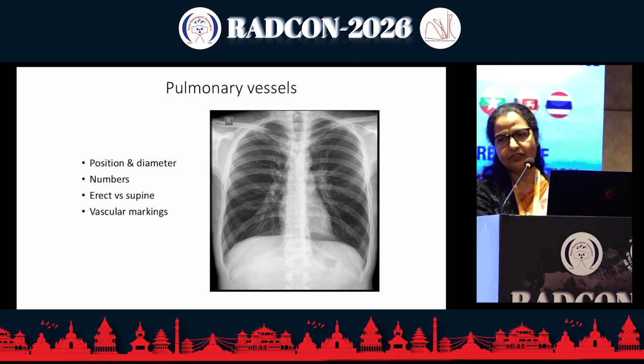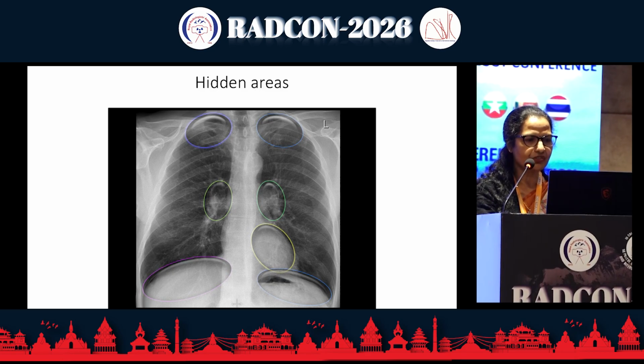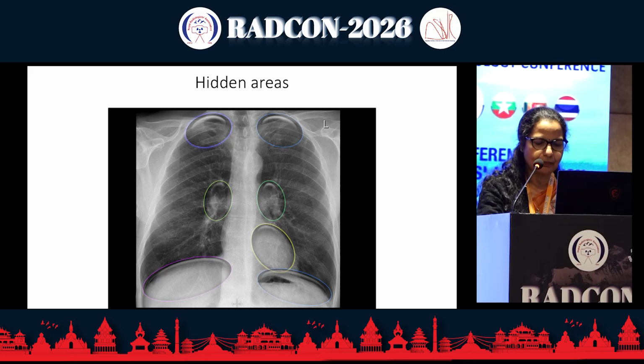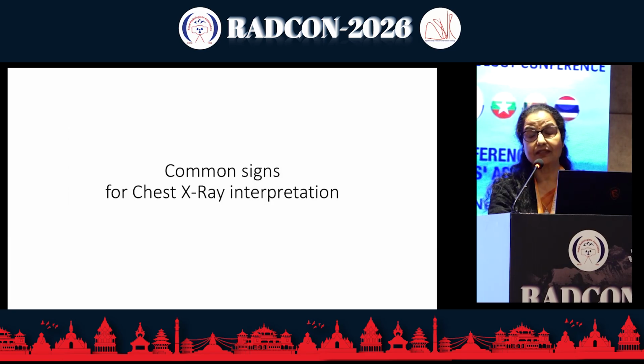Because of the superimposition of many structures, sometimes we tend to miss findings while interpreting the radiographs. That's why they are called hidden areas, which comprise the bilateral apices, then the hilar structures because of the superimposition of densities, then the whole of the bony structures, the mediastinum, the retrocardiac region, as well as the infradiaphragmatic region, that is the posterior sulcus areas. So an example: there looks like a subtle increase in density in the right subdiaphragmatic region, the posterior sulcal area. When the patient was subjected to a CT scan, we can see the mass lesion in the right posterior aspect of the right lower lobe.